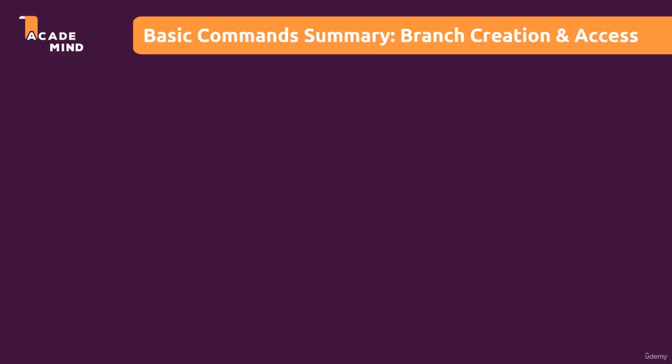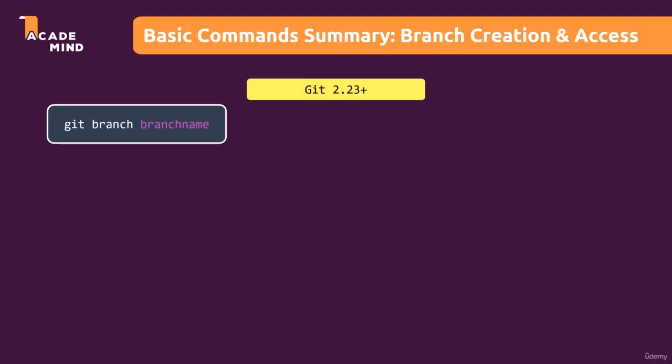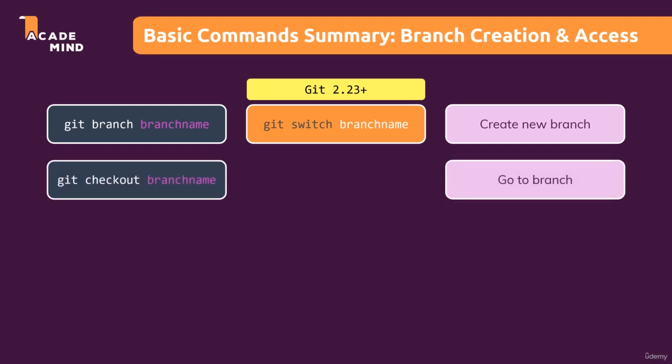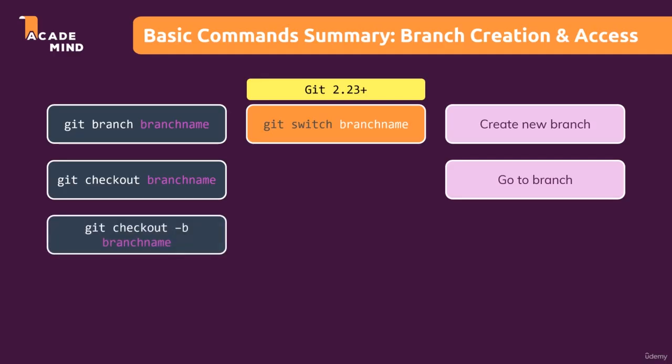We then also had a look at branch creation and access. To create a new branch, we can use the git branch command and then specify a branch name. Alternatively, starting with Git 2.23 and newer versions, we can also use the git switch -c and then the branch name command. Both will create a new branch in the end. With git checkout and then the branch name we specified, we can go to a specific branch. With git checkout -b and then the branch name, we can create a new branch and also check out this branch at the same time.